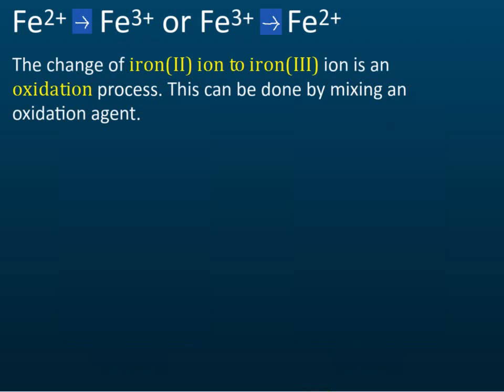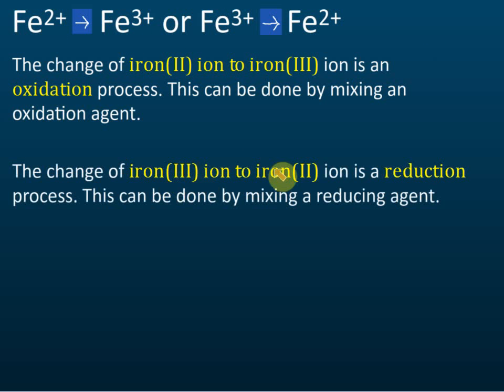Now, in the change of Fe2 to Fe3, the oxidation number increased from positive two to positive three, and therefore it's an oxidation process. So Fe2 to Fe3 is oxidation, and for oxidation, we need an oxidizing agent to oxidize Fe2 to Fe3. And for Fe3 to Fe2, this is a reduction, and therefore we need a reducing agent. So we need some reducing agents to reduce Fe3 to Fe2.